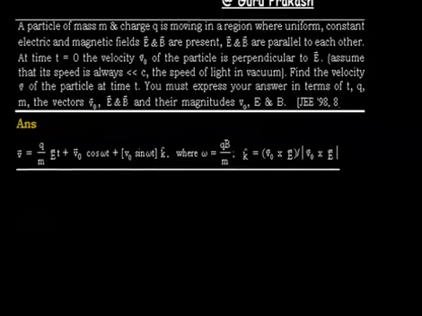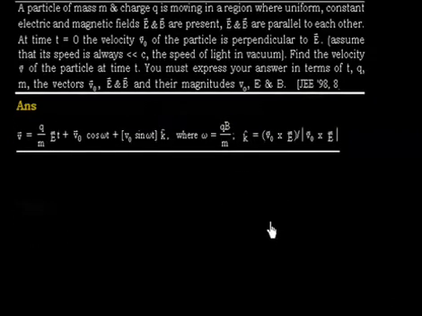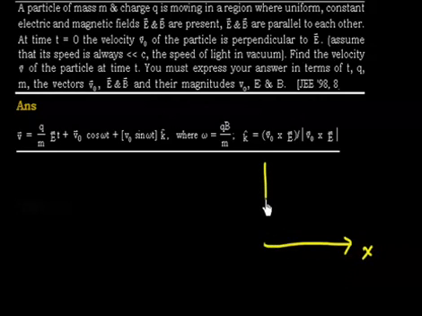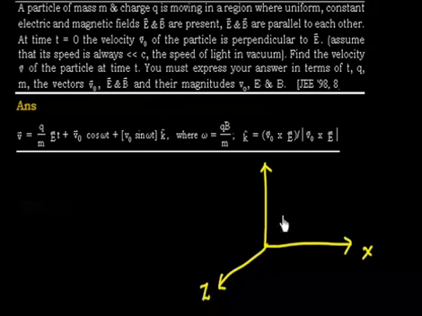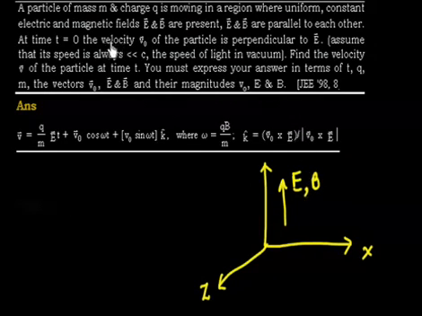This problem says, let us say this is my x-axis. In this direction we have velocity, we'll discuss. This is my y-axis and this is my z-axis. So let us say in this direction we have electric field as well as magnetic field, both exist in this direction. They are parallel to each other.